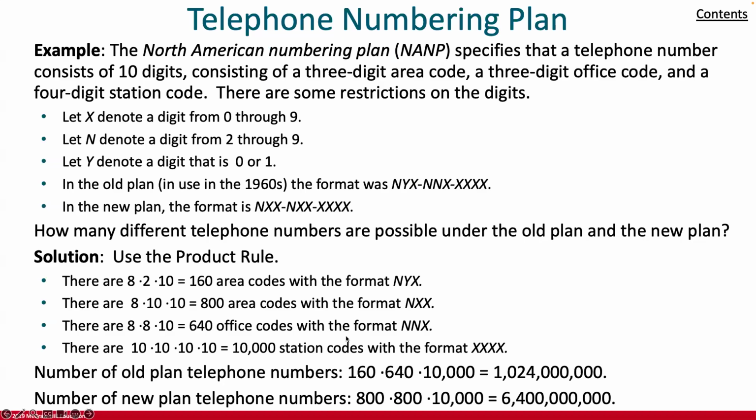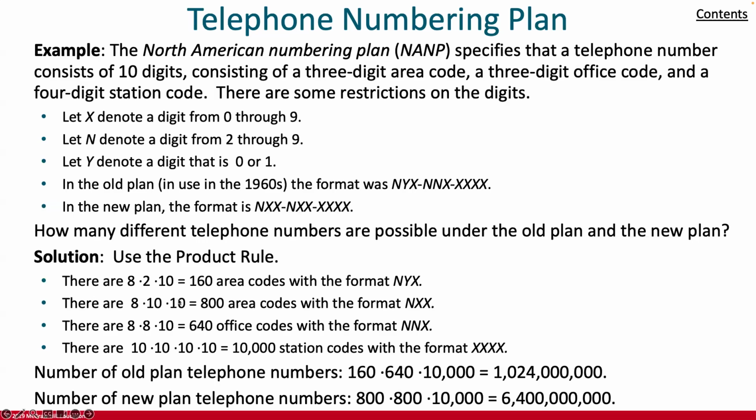As an example problem, I mentioned this before, but let's look at a telephone numbering plan, and we'll talk about 2 versions of what this was like. The North American numbering plan specified that a telephone number consists of 10 digits, consisting of a 3-digit area code, a 3-digit office code, and a 4-digit station code. So that's how it would work. And we have this kind of designation for each of these digits, N, X, and Y. Y is 0 or 1, N is 2 through 9, and X is 0 through 9. And so there are a few constraints.